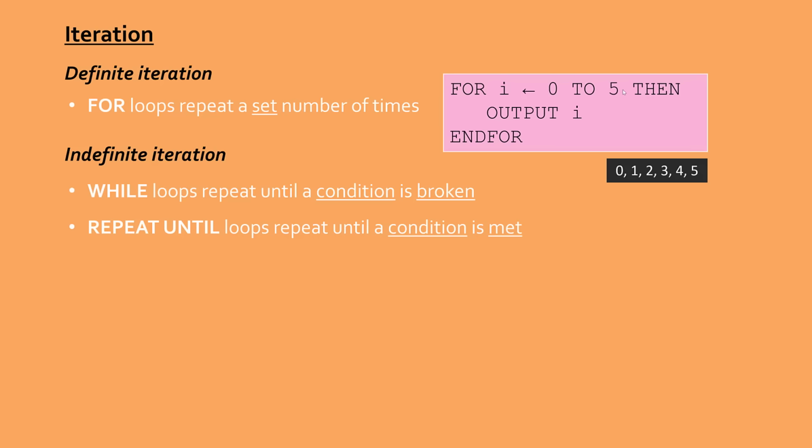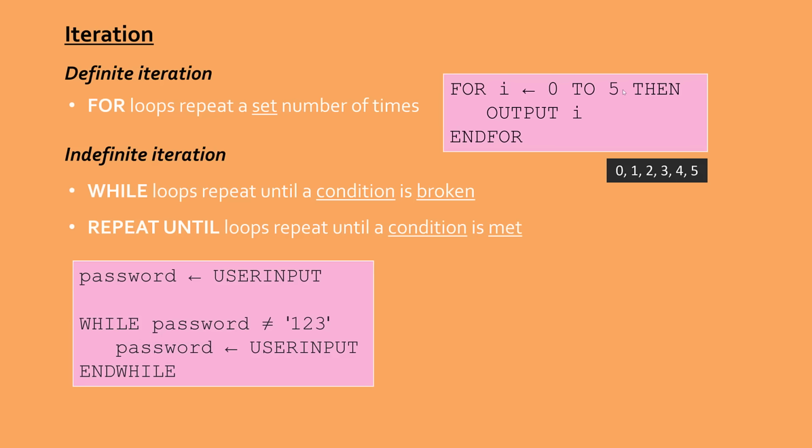And we've got two types of loop which implement this. A while loop repeats until a condition is broken, and a repeat until loop repeats until a condition is met. So they're sort of coming at it from different angles.